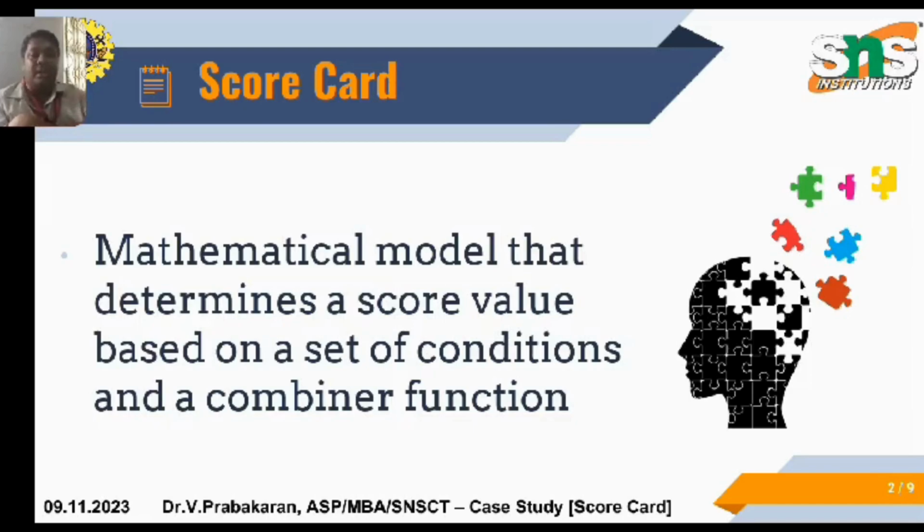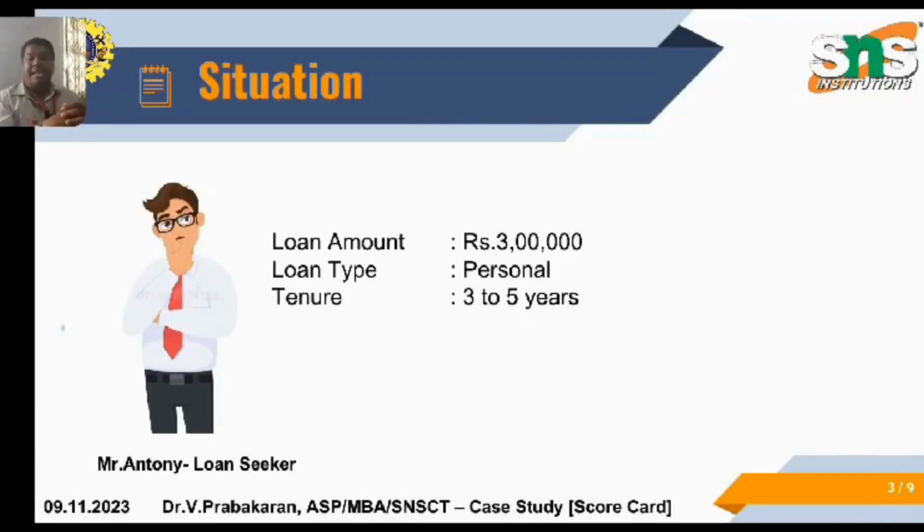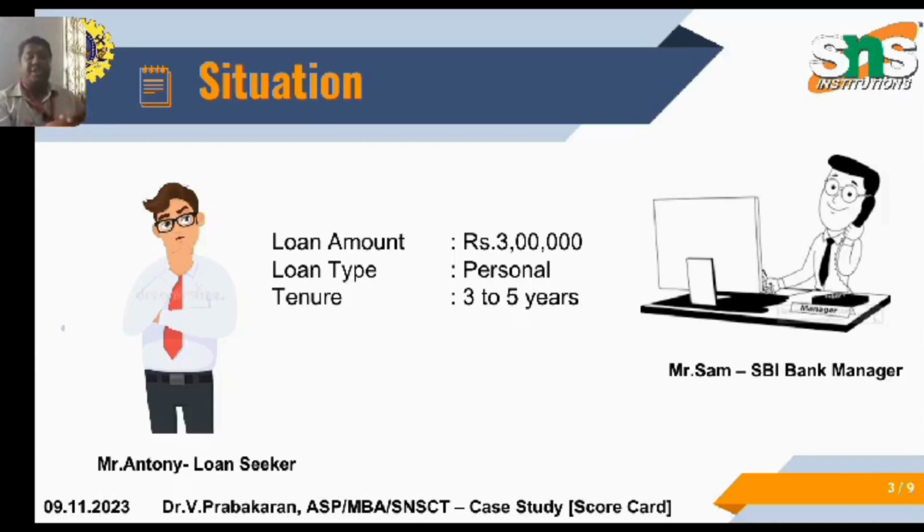Let us try to see the case study with three different situations. Mr. Anthony is the loan seeker and he is looking for a loan amount of 3 lakhs. Keep in mind, this is a personal loan, there is no question of mortgage in this category. He is ready to repay the loan amount within a period of 3 to 5 years. He is approaching a State Bank of India branch located in the Coimbatore district. Mr. Sam is the branch manager.